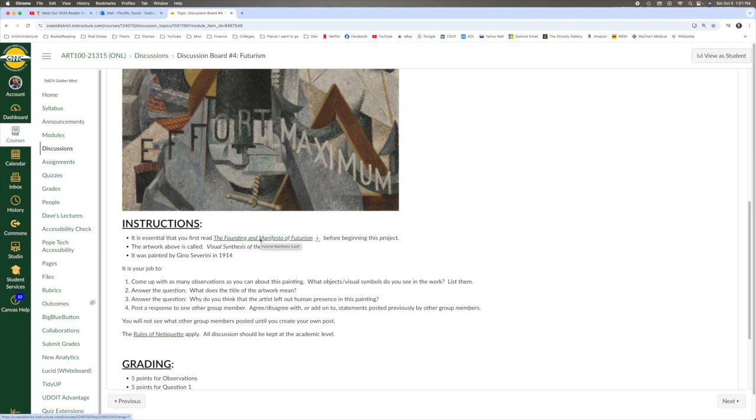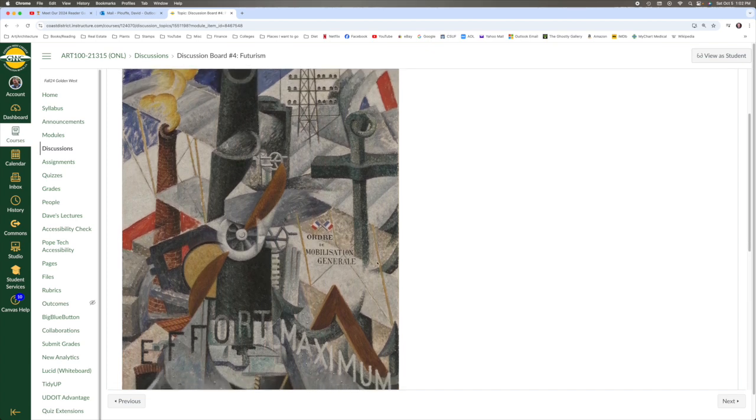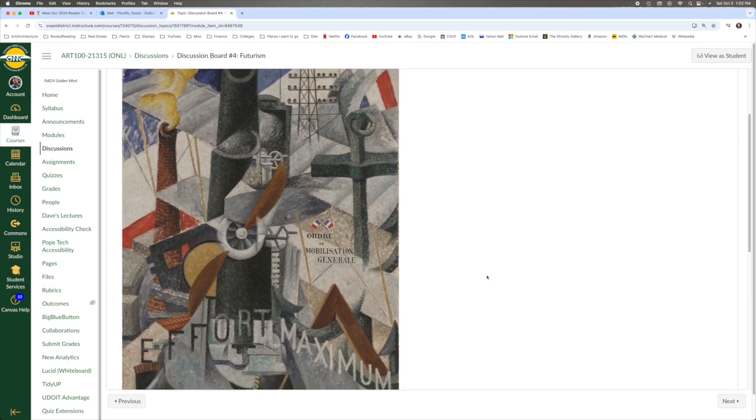It's a group of artists who haven't really produced any artworks yet, but it focuses in on what they want to produce and why. Then you're going to take a look at the above artwork, which is this one. It's by Gino Severini. It's called Visual Synthesis of the Idea, War.